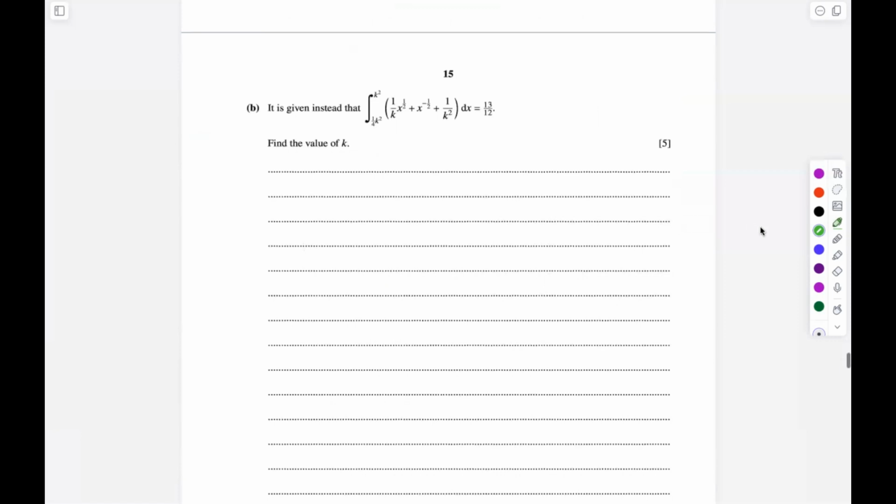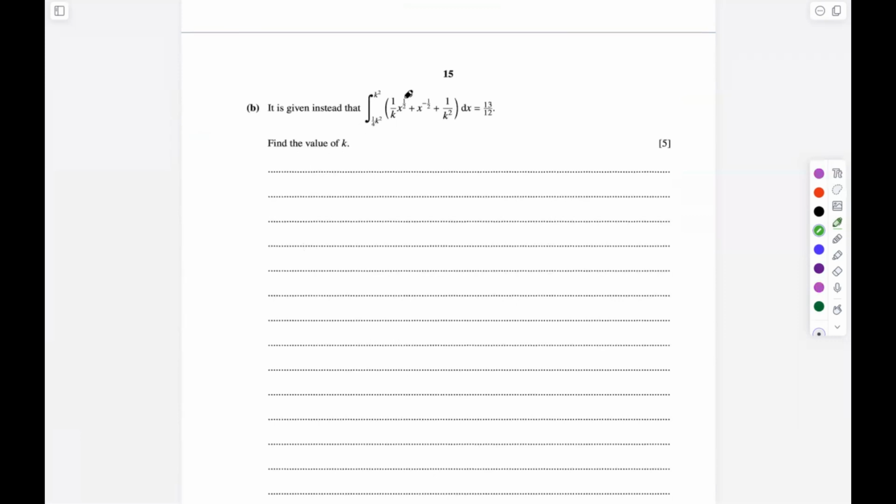In part B, it says it is given instead that the integral of the equation with the limits k squared and 1 upon k squared, the answer is 13 upon 12. We have to find the value of k. So in the first step, we'll integrate the expression and then substitute the limits.